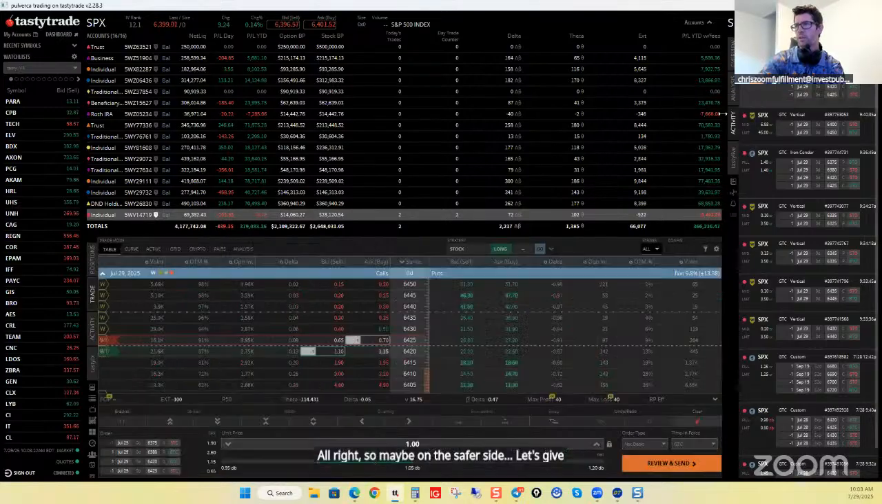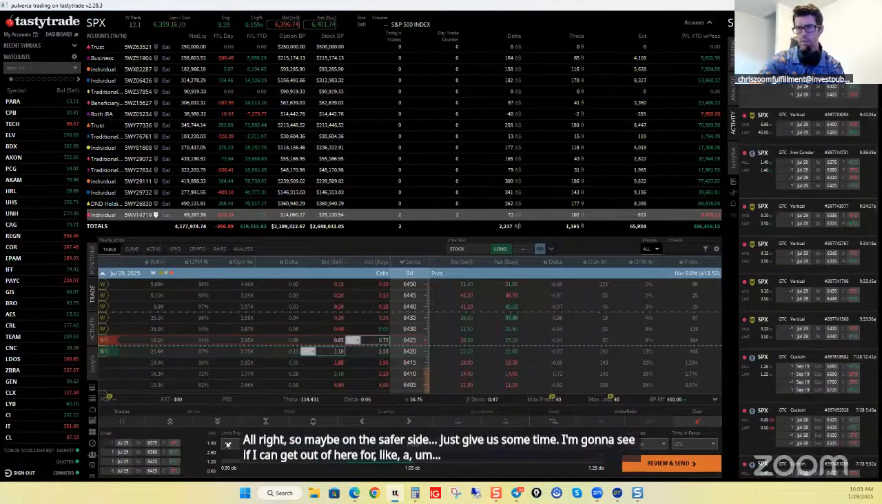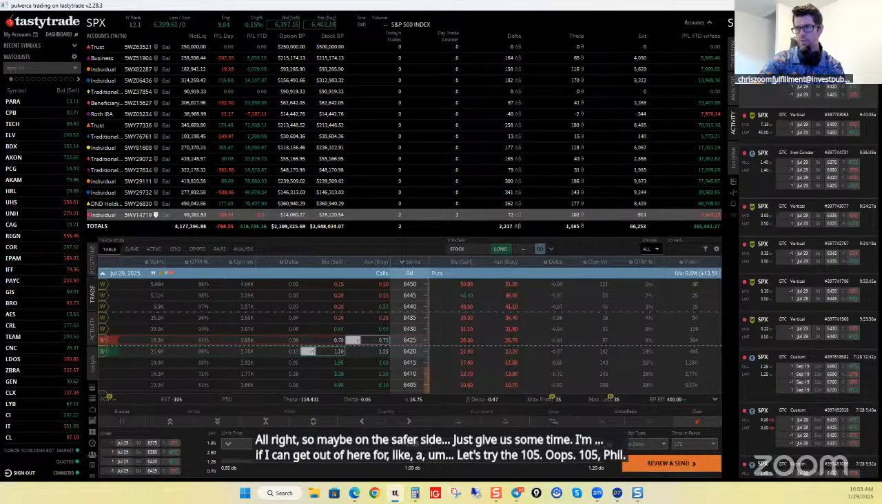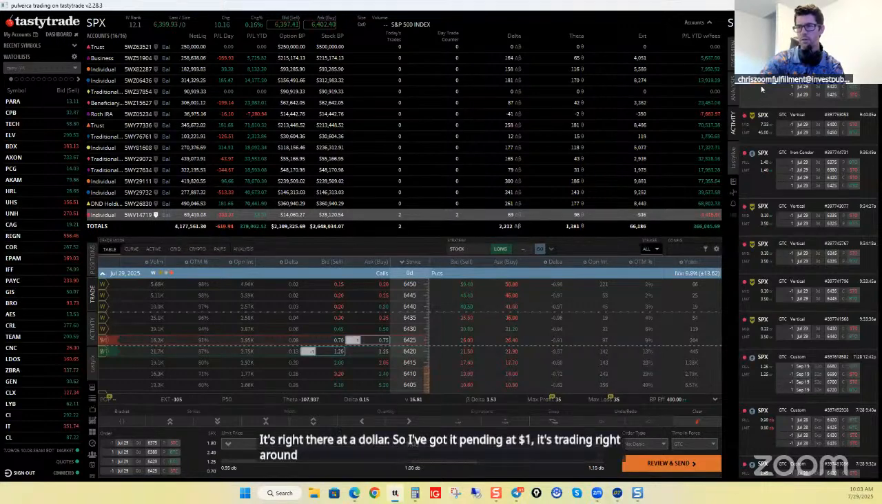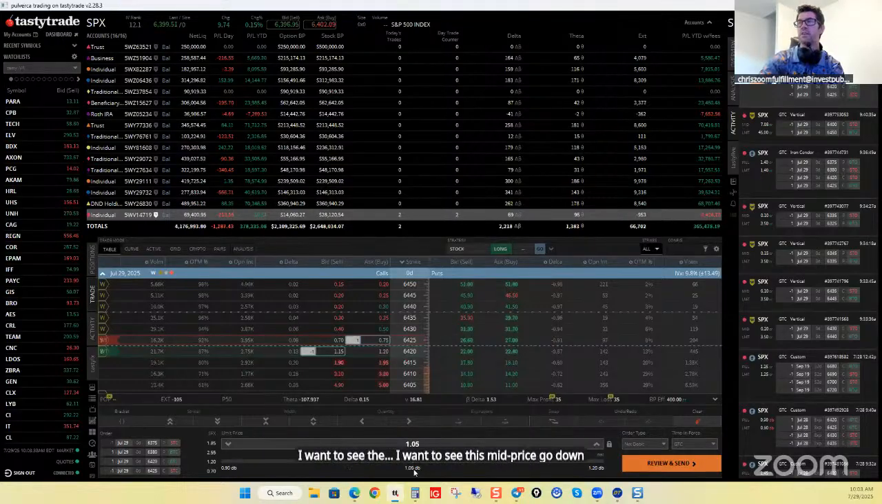I'm going to see if I can get out of here. Let's try the 105. Oops. 105 fill. It's right there at $1. So I've got it pending at $1. It's trading right around 105. I want to see this mid price go down to like 95 cents if I can.